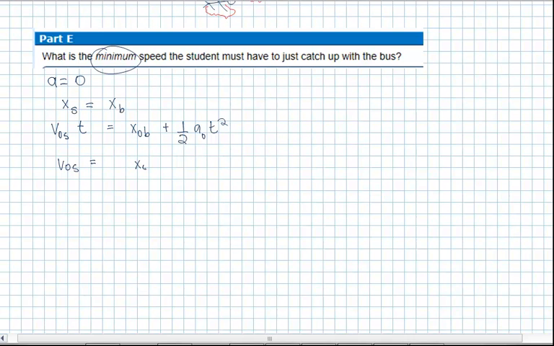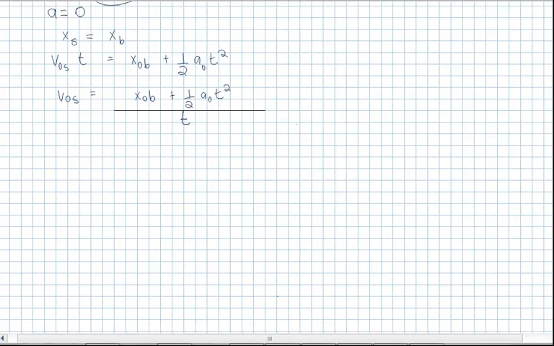What we're going to do is solve for Susie's initial velocity. We have that the bus's initial position plus 1/2 its acceleration times t squared, divided by time, is going to give us Susie's velocity in terms of time. So here time is the variable.